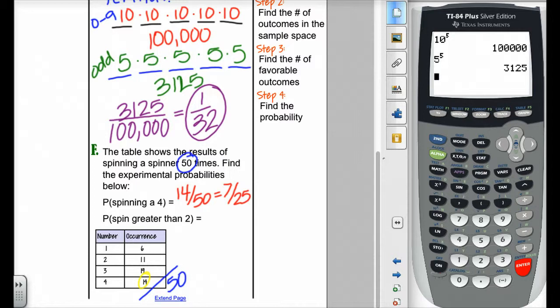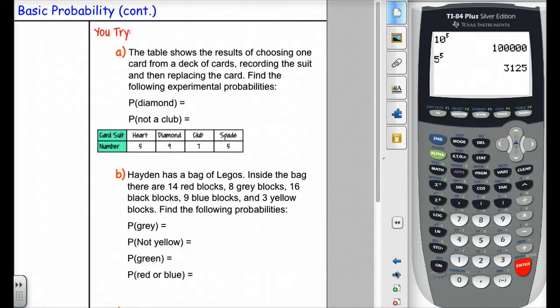Now spinning greater than 2, that's going to deal with both of these. 19 plus 14 is 33. So that means 33 out of 50 chance of spinning a number greater than 2, and that cannot be simplified.